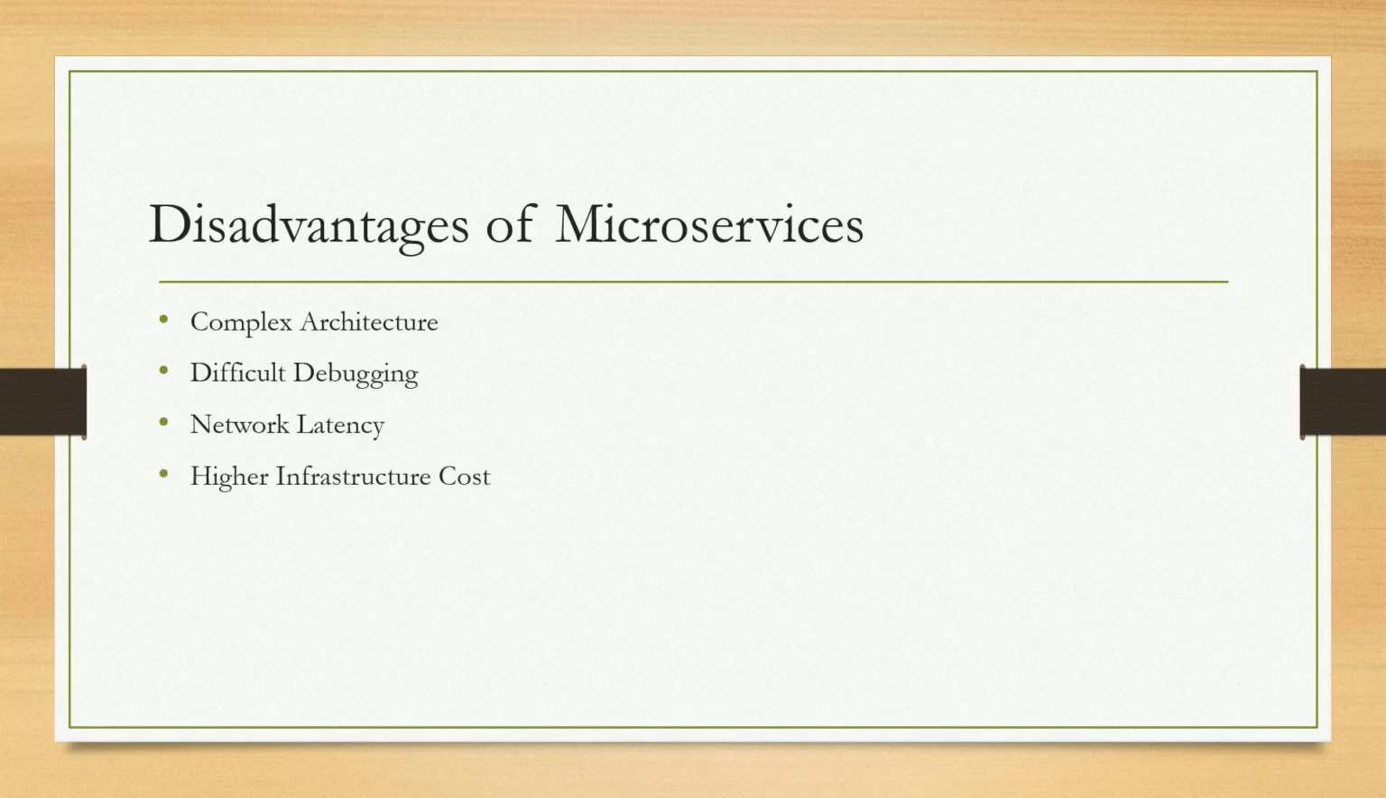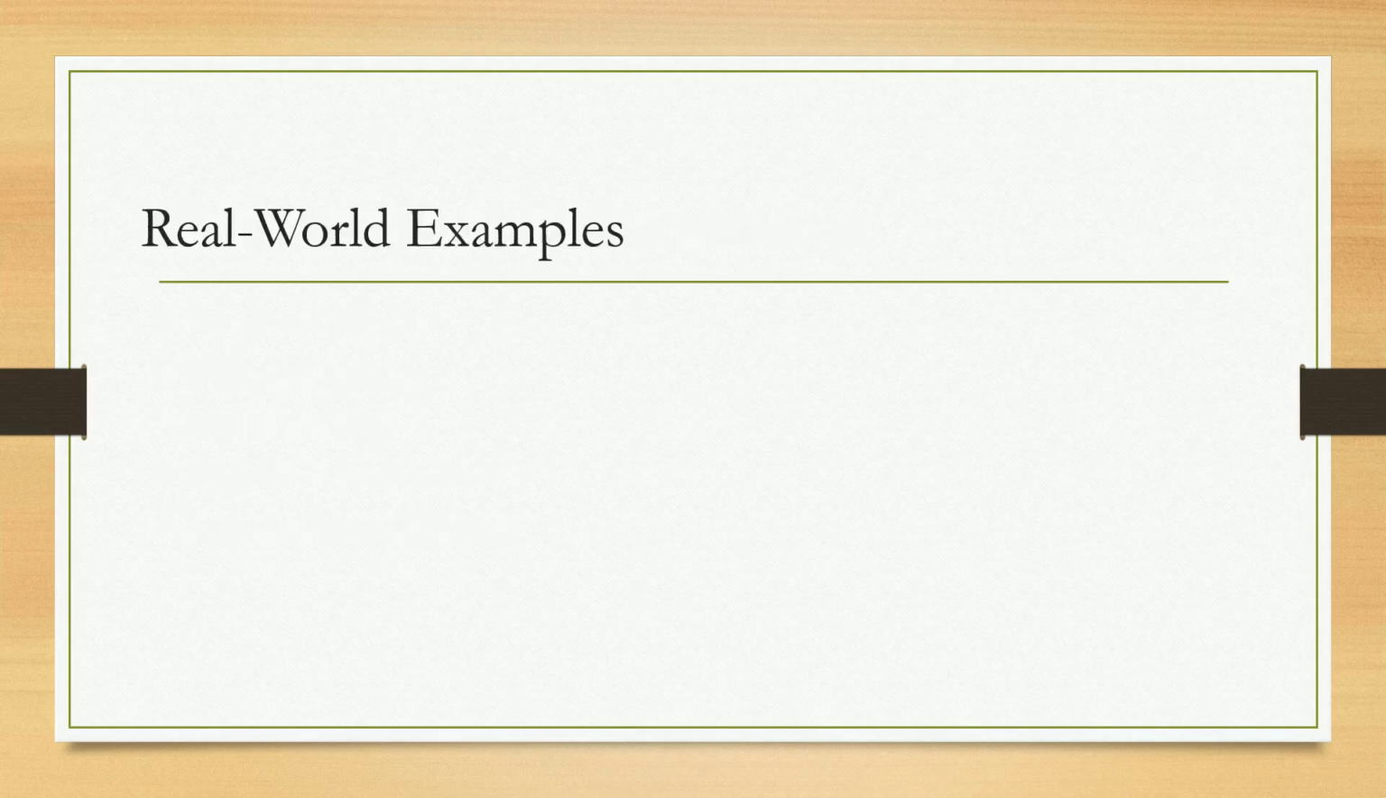The next disadvantage is higher infrastructure cost. It needs containers, Kubernetes, CI/CD pipelines, monitoring tools. And the last disadvantage is data consistency challenges. Managing transactions across services becomes difficult in microservices architecture. So these are some disadvantages of the microservices architecture.